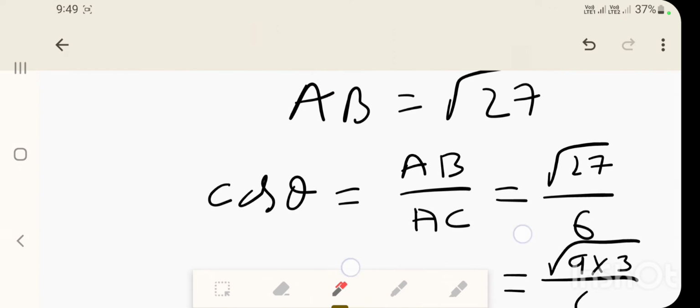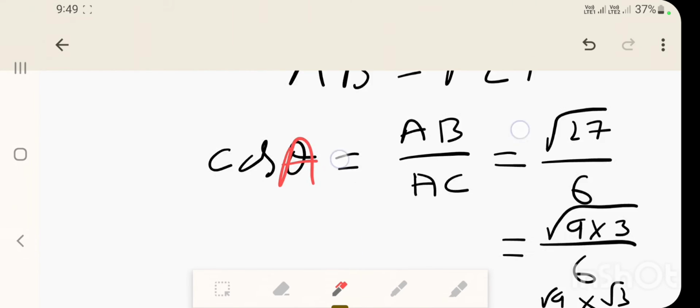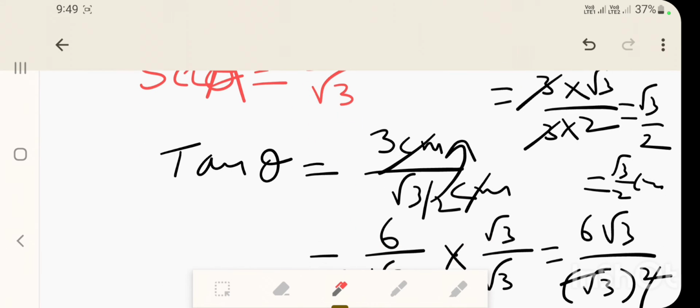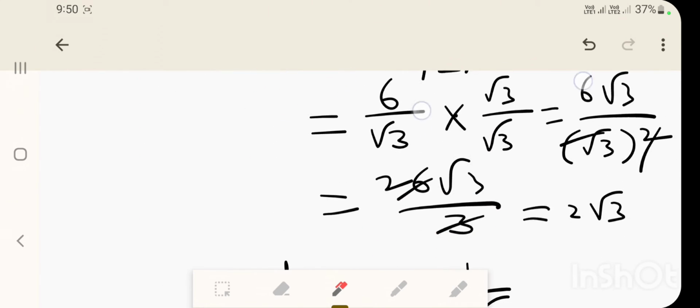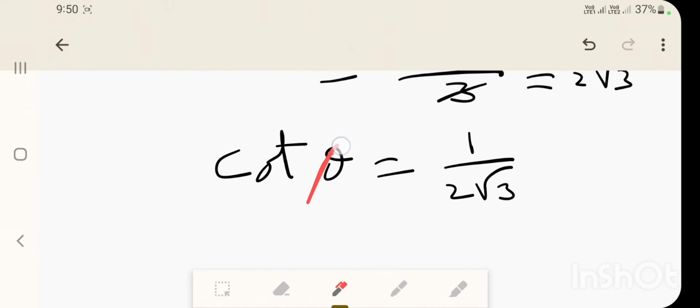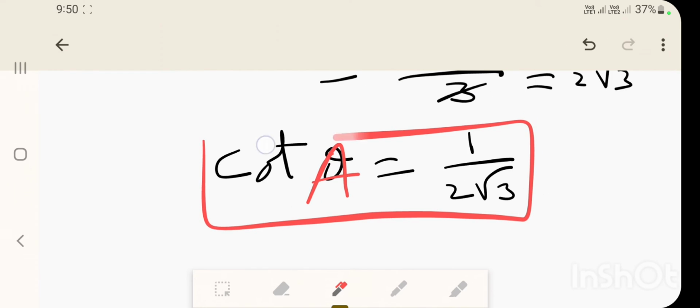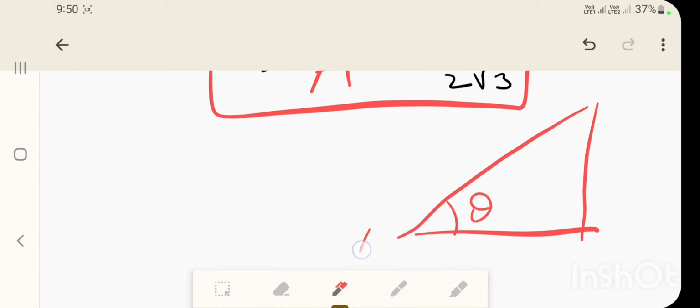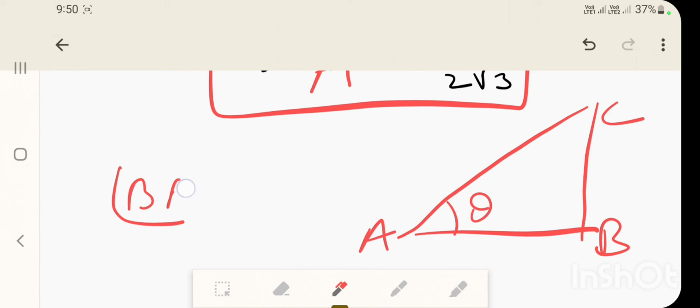So here the cos theta I have written is cos A, and secant A, and for theta A you can take tan A. Okay, so this is cot A. Theta we can take, basically when we take a right angle triangle with vertices A, B, C, you can write angle BAC as the angle A, and you can write it as theta also.